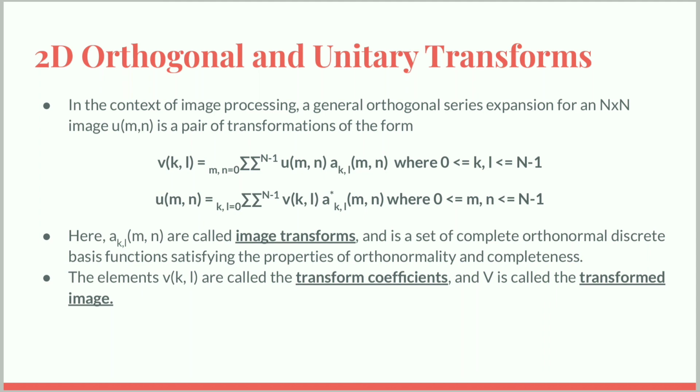Here A(k,l)(m,n) are known as image transforms, and they are a set of complete orthonormal discrete basis functions that satisfy the properties of orthonormality and completeness. The elements V(k,l) are called transform coefficients, and capital V is called the transformed image. The transformed image V is calculated as A into U.